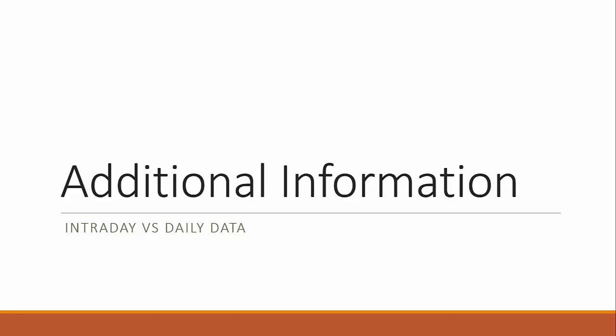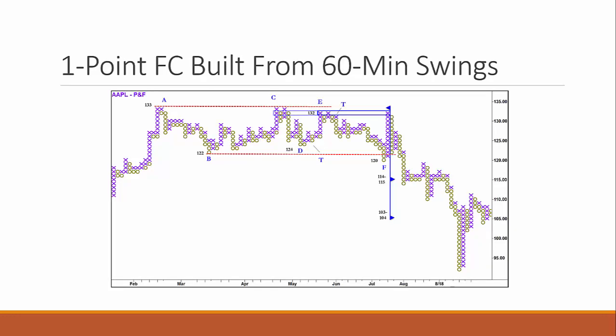Let's take a look at an example. This is the 1-point figure chart of Apple Corp. This chart is built from 60-minute data. Now note from this chart we have an initial and a second phase projection. The initial conservative goes to 115, 114, right? And the second phase going to 103, 104.